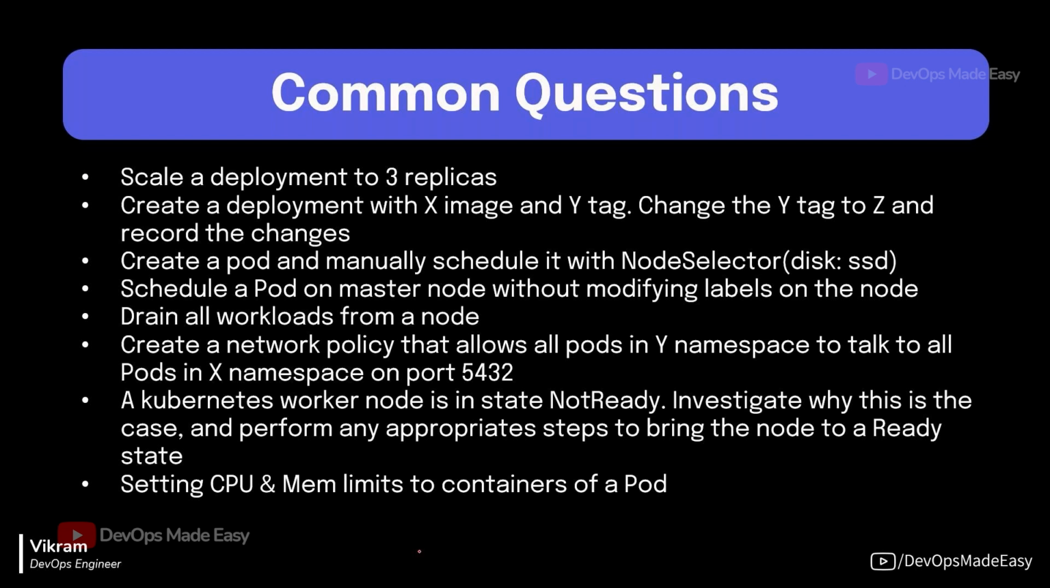A Kubernetes worker node is in not ready state. How do you investigate the issue, and how do you solve it? For this question, Vikram, these are scenario based questions, right? Yes, all are scenario based questions. So how will we write a YAML file for this? Not all debugging things require YAML files. If they ask you to drain all workloads from a particular node, the command is only kubectl drain and the name of the node. So it will drain all the workloads.